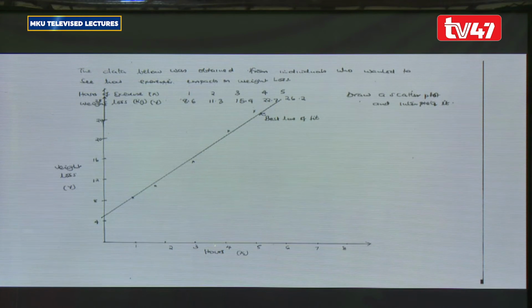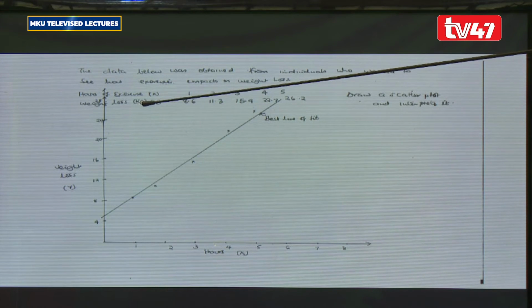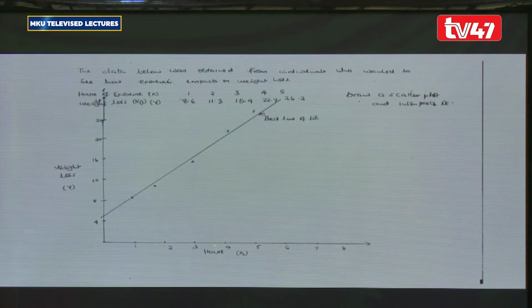Now, in the next one, we have data that was obtained from individuals who wanted to know whether there is an association between exercise, whether the exercise they do impacts on their weight loss. Once again, it is the hours of exercise and the weight. Sometimes a social scientist may be interested in finding out whether there is a relationship between the hours they put in during exercise and the weight they lose. A sample of this data is presented.